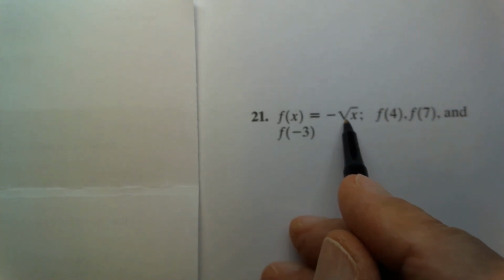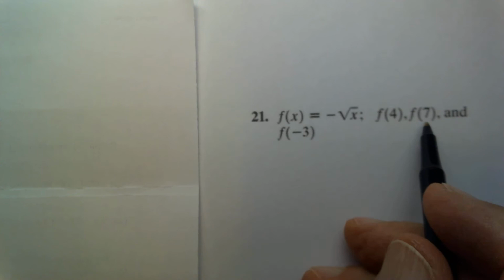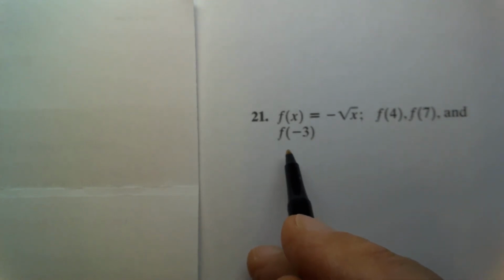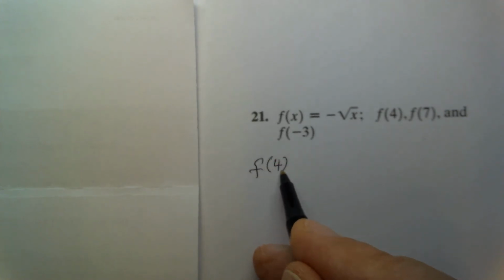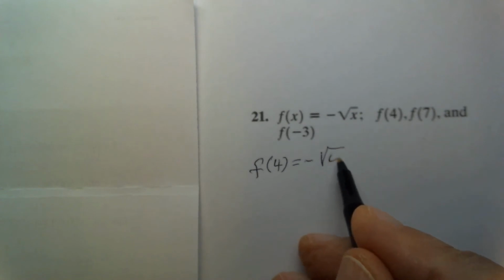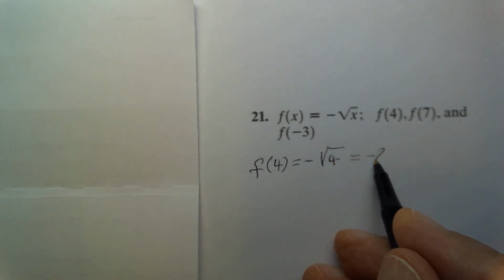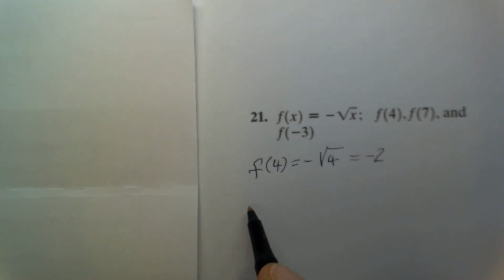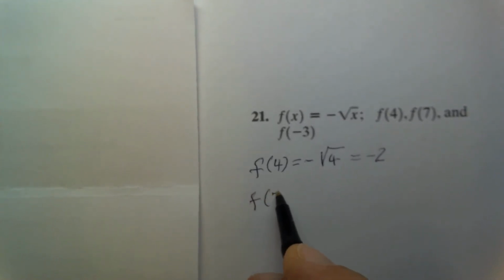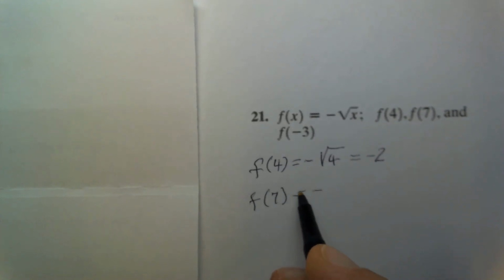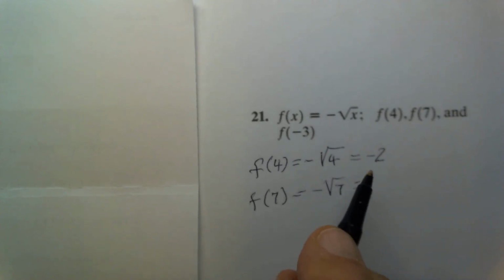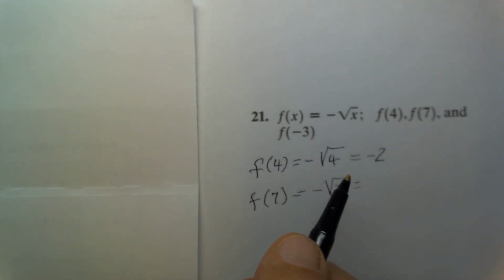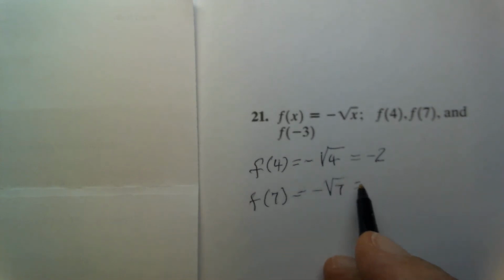For number 21, we are evaluating the function f of x equals minus square root of x, for x equals 4, x equals 7, and x equals minus 3. So f of 4 simply means minus the square root of 4, which is equal to minus 2. And f of 7 is equal to minus the square root of 7, and that's approximately equal to minus 2.646.